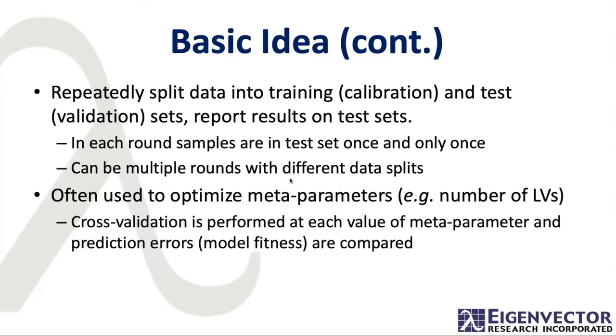It's often used to optimize metaparameters, that is, for instance, the number of latent variables that you use in a model, or the number of hidden nodes in a neural network, or parameters like the cost function in a support vector machine. It's often used to optimize any number of these metaparameters to try to improve prediction error or model fitness.